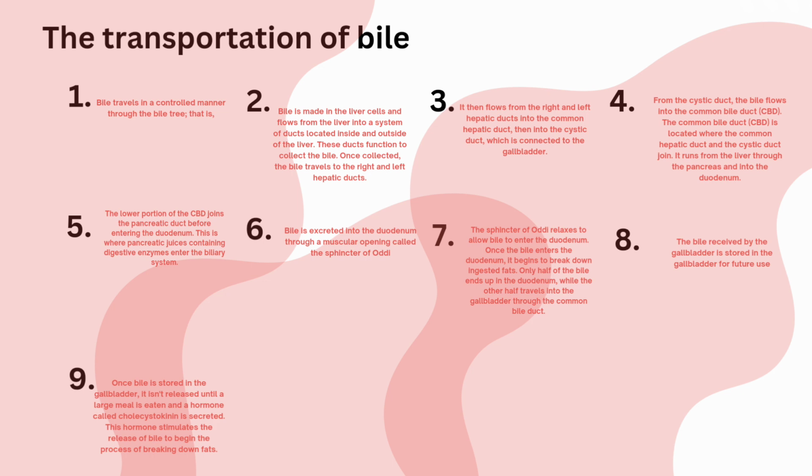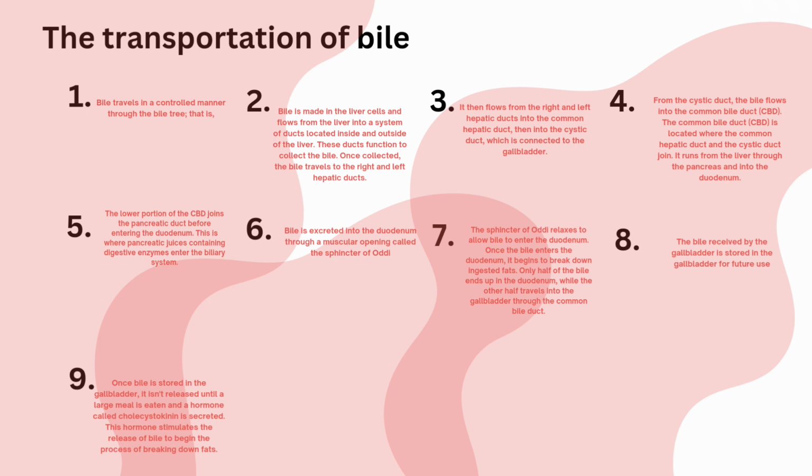From the cystic duct, the bile flows into the common bile duct. The common bile duct is located where the common hepatic duct and the cystic duct join. It runs from the liver through the pancreas and into the duodenum. The lower portion of the CBD joins the pancreatic duct before entering the duodenum. This is where the pancreatic juices containing digestive enzymes enter the biliary system.